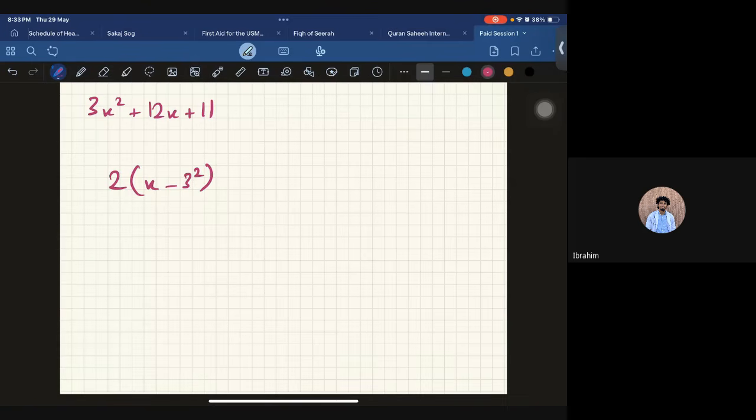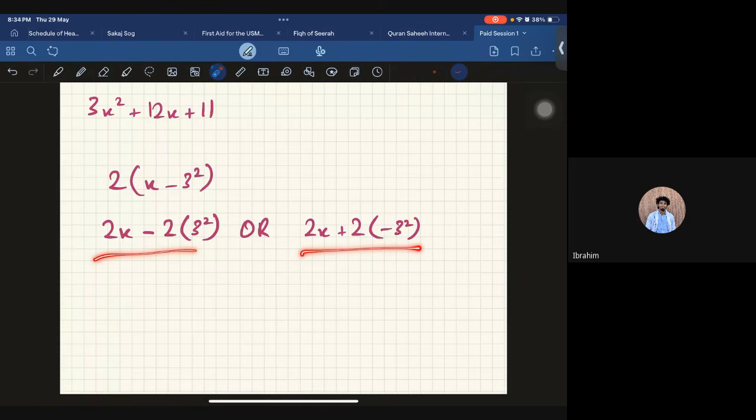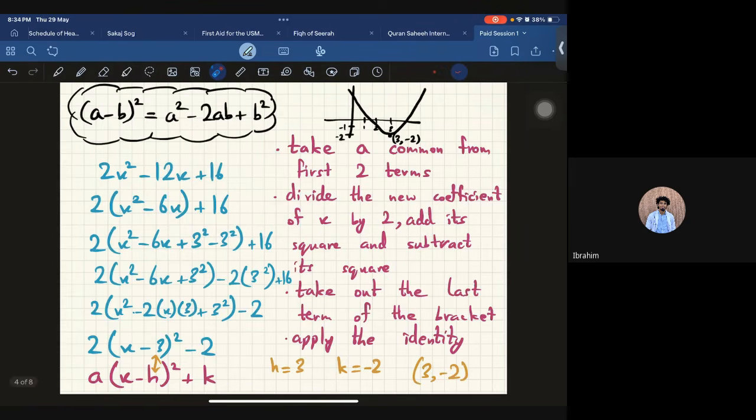Okay, and you need to open the bracket. So you'll multiply 2 with everything. So 2x minus, you can write it like this. This is one way of writing it. Or you can also write it as 2x plus 2 times -3 square. So both of these are the same thing. When you're taking this outside the bracket, you just need to multiply it with 2. It doesn't matter where you put the minus sign. And then once you get this, you square 3, that's 9.